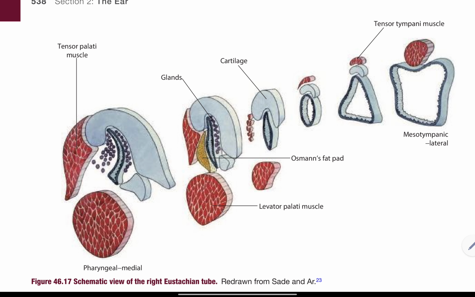Figure 46.17, schematic view of the right eustachian tube. Redrawn from Sade et al. Pharyngeal, medial, tensor palati muscle, glands, levator palati muscle, Ostmann's fat pad, cartilage, tensor tympani muscle, mesotympanic, lateral.